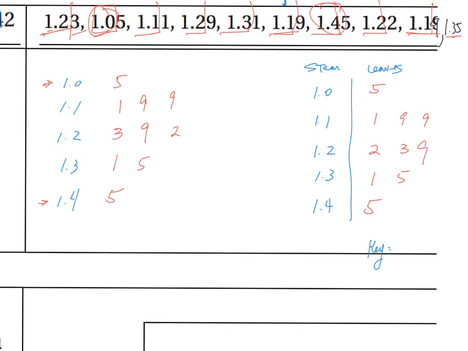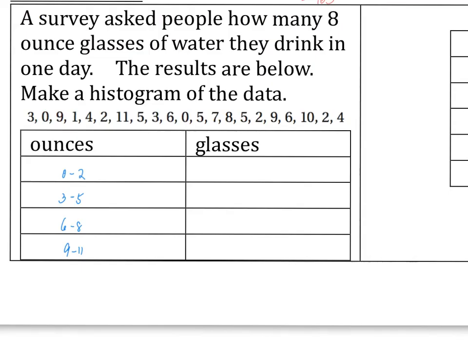And then I'm just gonna use this first one here as my key. So the cutoff will be 1.0, the line here, and then 5. And this would be read as 1.05. So as you can see, this is just a way to represent data.